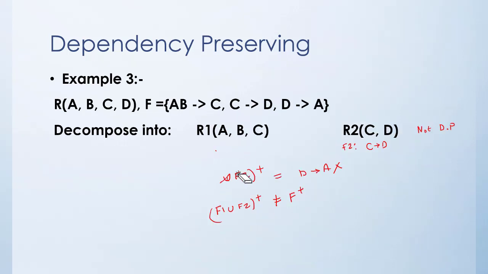So in our example 3, we have a relation R with the attributes A, B, C and D where the functional dependency is given by AB determines C, C determines D and D determines A. The relation R is decomposed into the relation R1 with the attributes A, B and C and R2 with the attributes C and D. If you look closely, the normal form of the decomposition is Boyce-Codd normal form or BCNF. Now, what is the functional dependency present in R1? It is AB determines C and in R2 it is C determines D.